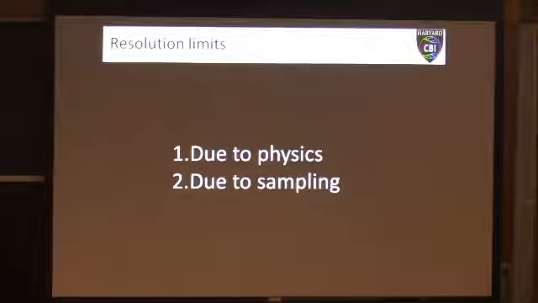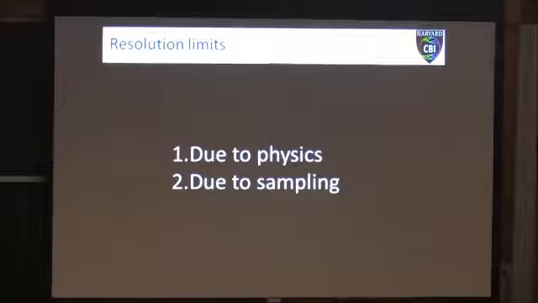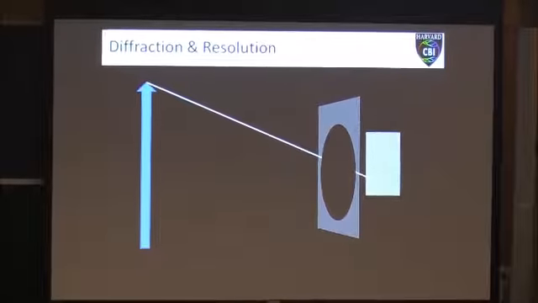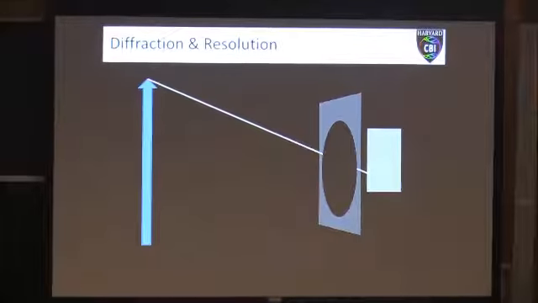Okay, so for the last little while, what I want to talk about is resolution of the light microscope. Like I said in the introduction, this resolution limit comes from 2 places. One is just due to physics, the nature of light moving through objectives. But the other one is something that you can control, and that's due to sampling. So if we go back to this really simple example that we had of the pinhole camera, what happens to our image if we make that pinhole bigger?